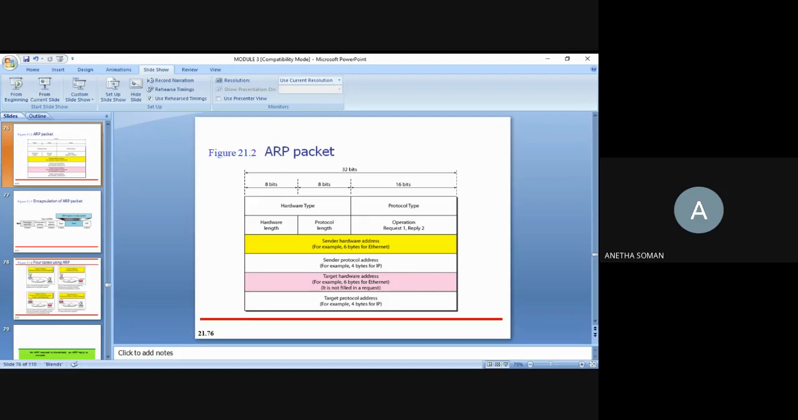Now the next field is the operation field. The operation field is a 16-bit field. It defines the type of the packet. What type of packet? Whether it is a request packet or a reply packet.